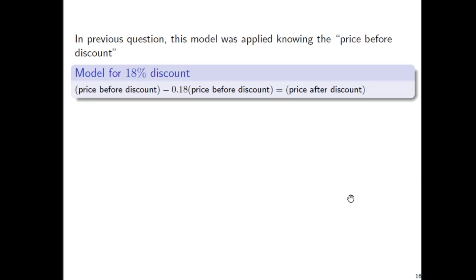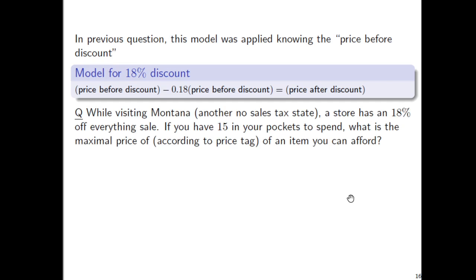Right? So again, the previous question, we really used that to lead up to this model, and we knew the price before discount. Now look at this next question. While visiting Montana, that's another state with no sales tax, a store has an 18% off sale, and if you have $15 in your pockets to spend, what is the maximal price according to a price tag of an item you can afford? So now what's going on is this $15 is representing the price after discount, right?